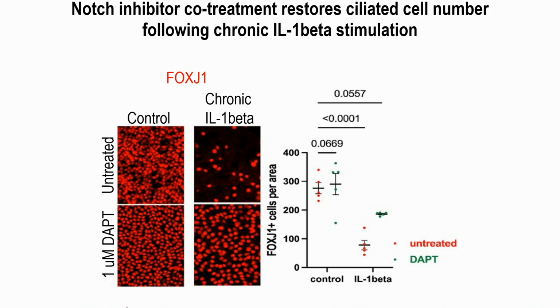However, when we add DAPT, which is the notch inhibitor that we use, we see there's no difference from the control level in the amount of ciliated cells. But when we add this co-treatment in with the chronic IL-1 beta treatment, we see that we're able to increase ciliated cell number. And so we also quantified this with the amount of FOXJ1 positive cells in the area. And we see that with IL-1 beta treatment, we are able to rescue the ciliated cell loss with DAPT treatment. However, it's still not up to the level of the control or the non-IL-1 beta treated cells.